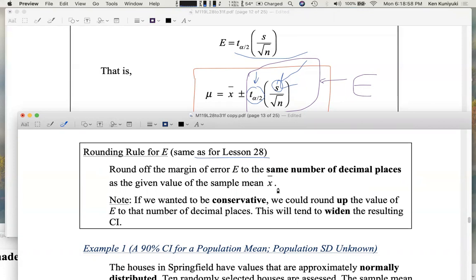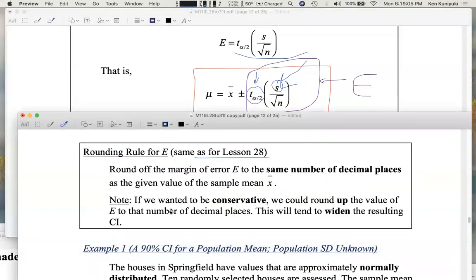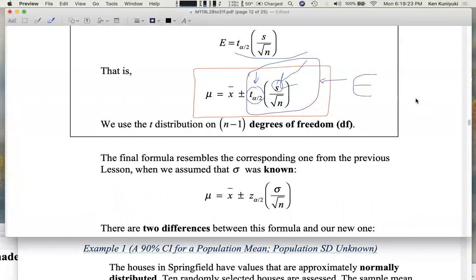So if x bar is rounded off to 3 decimal places, we would round E off to 3 decimal places, or round up. Again, if we want to be conservative, we round up the value of E, the margin of error, to that number of decimal places. By rounding up, that tends to widen the resulting confidence interval, and we're playing it safe. We won't get sued. When in doubt, for a given confidence level, if anything, make your interval a little bit wider so that the actual confidence level is a bit higher. That's our way of playing it safe.